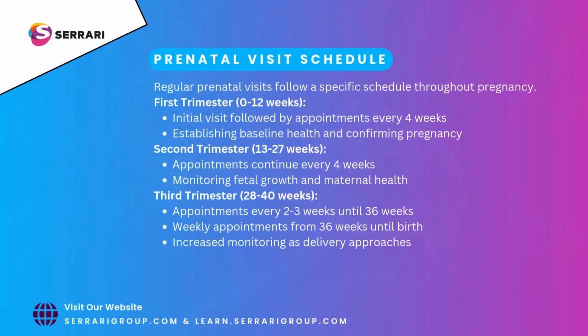Prenatal visit schedule. Regular prenatal visits follow a specific schedule throughout pregnancy. First trimester, 0 to 12 weeks. Initial visit followed by appointments every 4 weeks. Establishing baseline health and confirming pregnancy. Second trimester, 13 to 27 weeks. Appointments continue every 4 weeks. Monitoring fetal growth and maternal health.